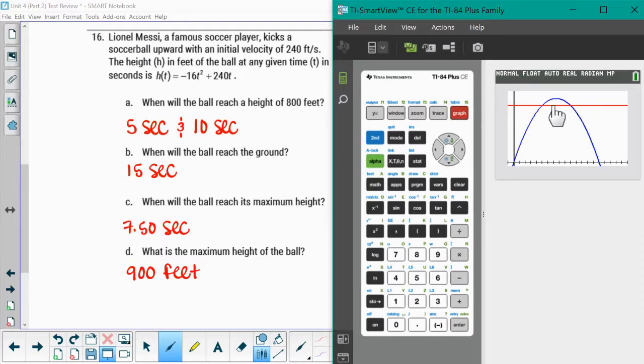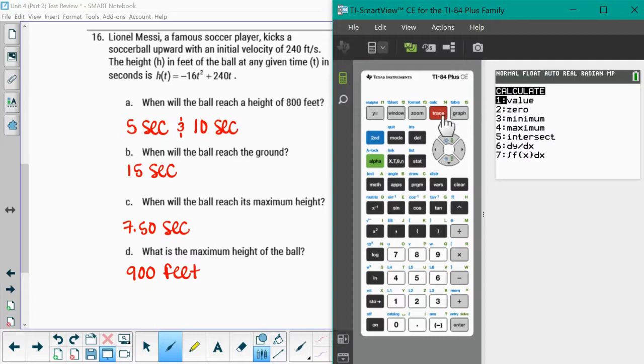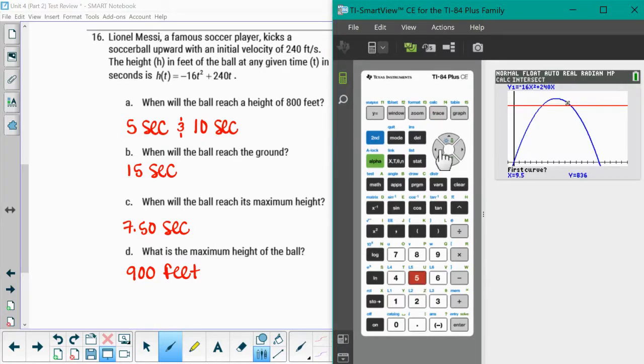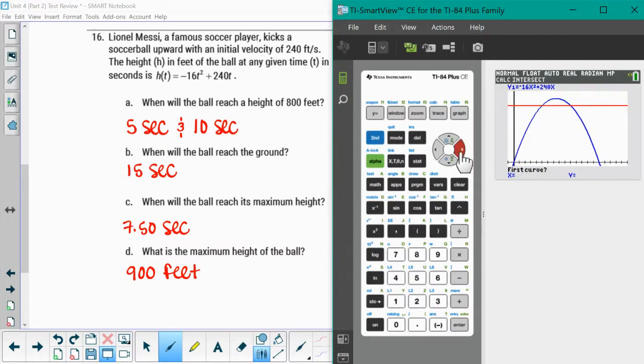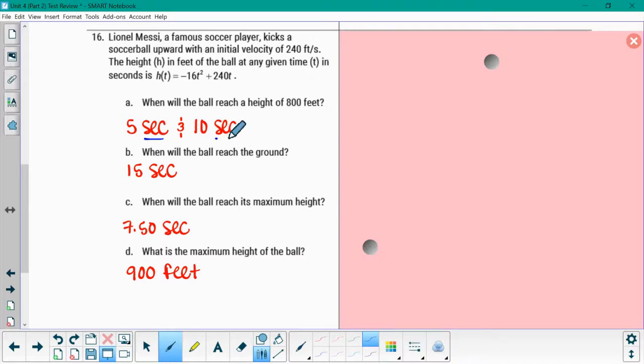To find those values, I'm going to go second, trace, intersect, move my cursor all the way to the left, enter, enter, enter. First time is 5 seconds. Do the same thing again, second trace, intersect. This time I'll have to move my cursor over to the right intersection, enter, enter, enter. And the second time is 10 seconds. Don't forget to include your units.